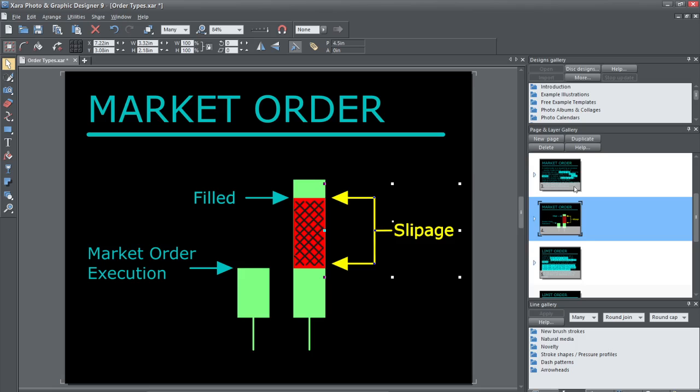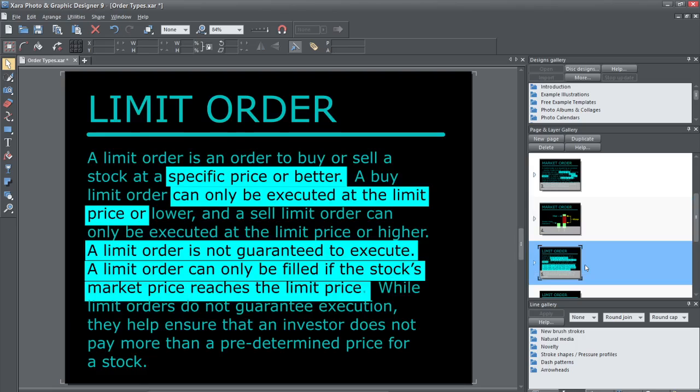So what you want to do sometimes is say, no, you know what, I'm only willing to pay a certain amount. That's what a limit order is. A limit order is to buy or sell stock at a very specific price or better, and it can only be executed when that price is reached. So if you're wanting a certain price, the current market price has to get there at some point, or it won't execute. It's not guaranteed to execute, and it can only be filled if the market reaches that limit price.